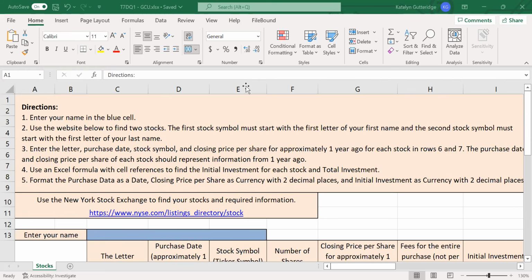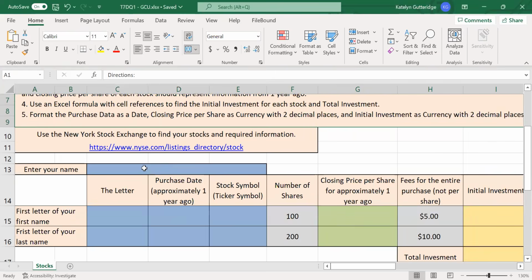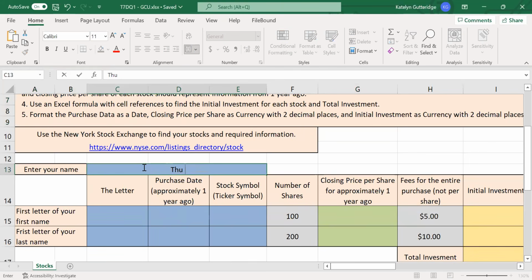In this DQ, we are going to look at two stocks over the past year and determine over the past year, did we gain or lose money on these stocks? So as always, let's start by entering our name on the sheet. I am going to use the GCU mascot as my name, Thunderlope.